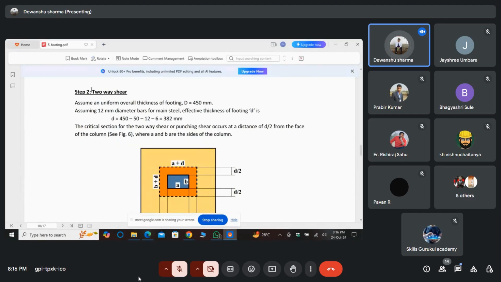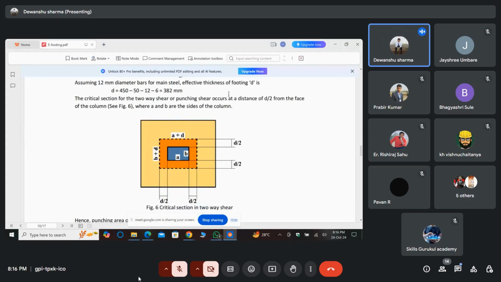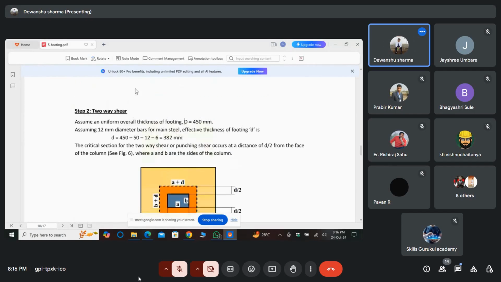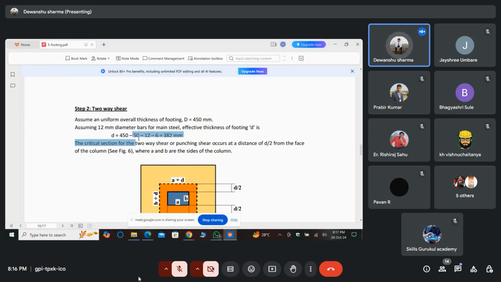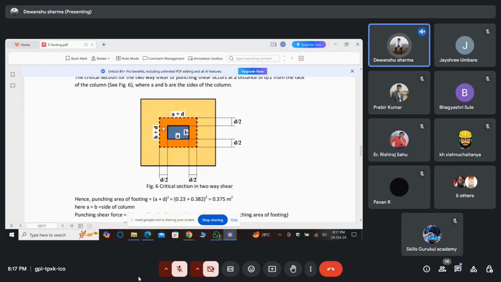Again, next step is two-way shear. Assume a uniform overall thickness of footing is 450 mm, assuming 12 mm diameter bar for main steel. So effective thickness of footing is 450 minus 50, which is cover, minus 12 and minus 6. So effective depth is 382 mm, which is shown here.